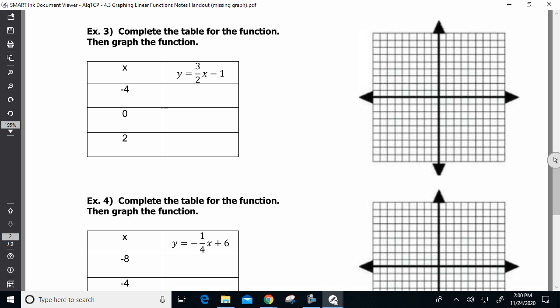So we did one line that was pointing up. We did one line that was pointing down. Now we're going to do a line that has a fraction in it. Okay? Has a fraction in it. You'll live. Same rules apply. Here's our function. Here's our x values. So we do the exact same thing.